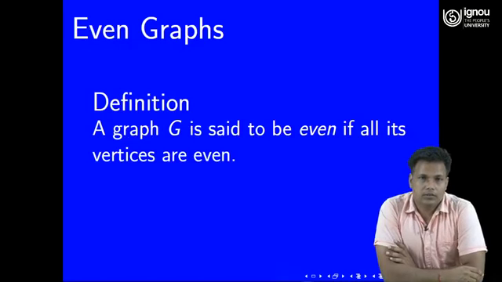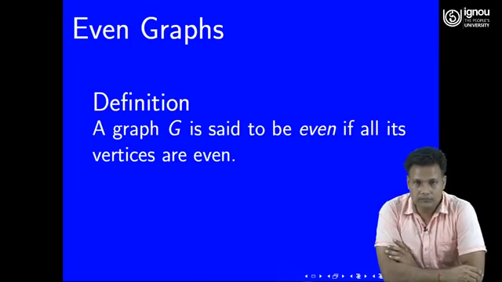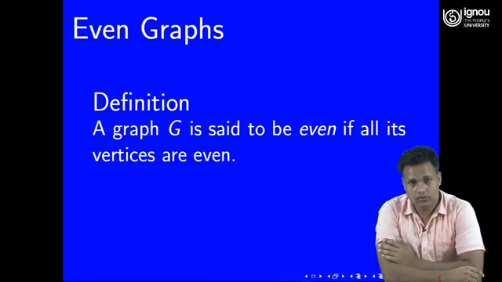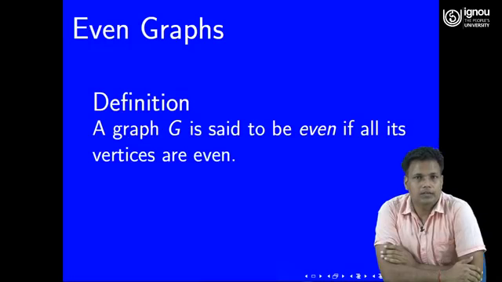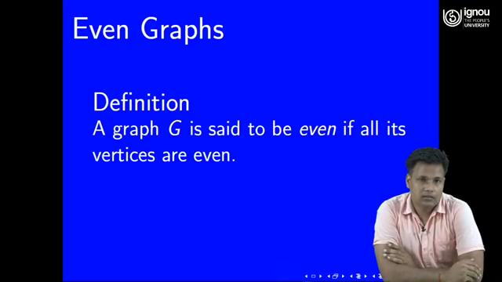Now the degree concept also gives us the concept of even graphs. We have seen just now the concept of k regular graph. The concept of even graph is slightly different. A graph is called even if all its vertices have even degree, that is, all its vertices are even. Note that regular graphs and even graphs are not the same.